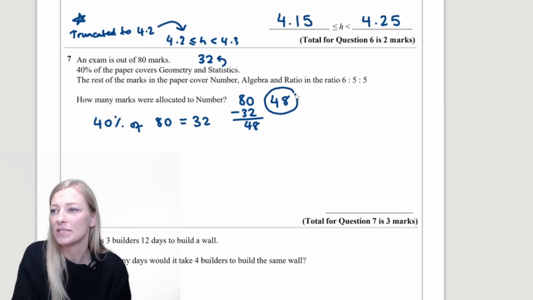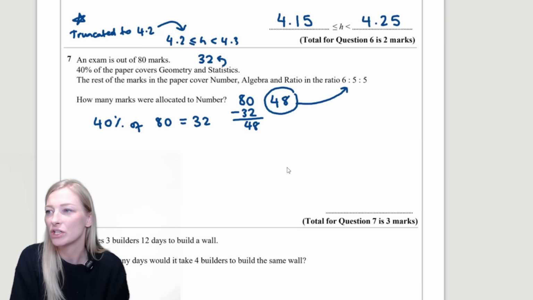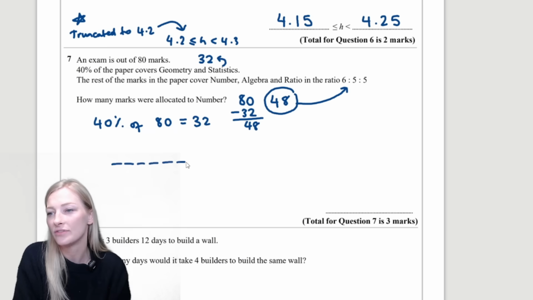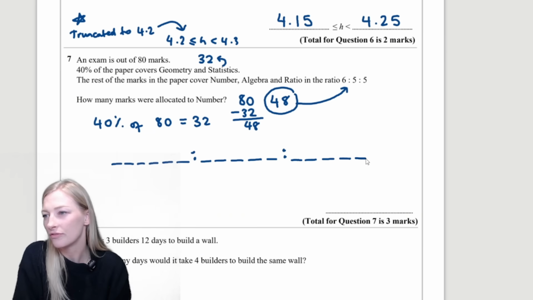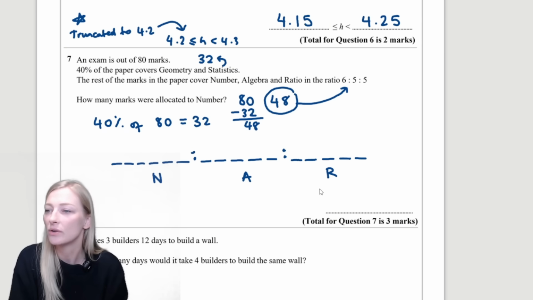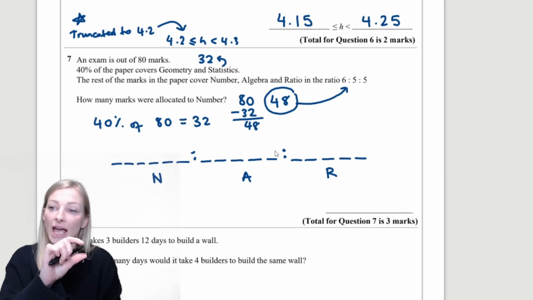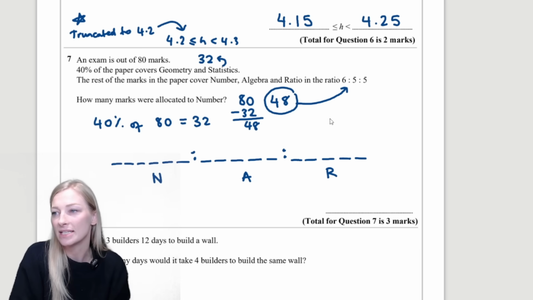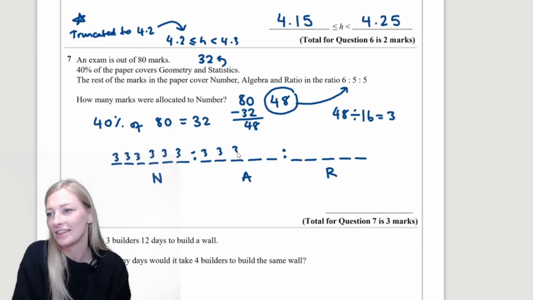The rest of the marks, 48, need to be shared in this ratio. So 6 to 5 to 5, and we could draw them out. 1, 2, 3, 4, 5, 6, to 1, 2, 3, 4, 5, to 1, 2, 3, 4, 5. And this is number, this is algebra, and this is ratio. I need to take my 48 marks and share them equally over all 16 piles. 48 divided by 16 is 3. So this is 3, 3, 3, and so on.